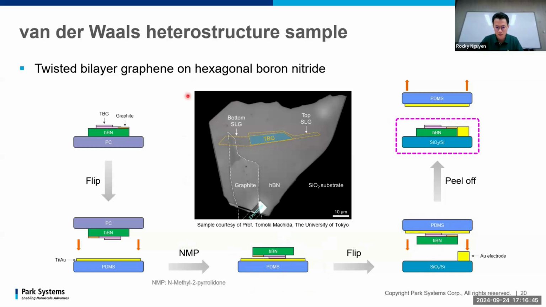So at the center, you can see the optical image of the sample. We have the very big hBN flake, and we have the bottom single layer graphene, the top graphene, and this graphite piece is used to apply the current for conductive AFM measurement. So I will explain more details later.